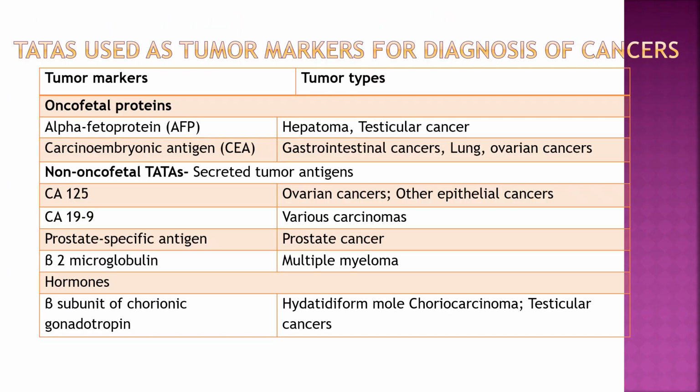Oncofetal proteins: alpha-fetoprotein, tumor type hepatoma and testicular cancer. CEA, carcinoembryonic antigen: gastrointestinal, lung and ovarian cancer. Non-oncofetal secreted tumor antigens: CA125, ovarian cancer and other epithelial cancers; CA19-9, various carcinomas; prostate-specific antigen, prostate cancer; beta-2 microglobulin, multiple myeloma. Hormones: beta subunit of chorionic gonadotropin, choriocarcinoma and testicular cancer.